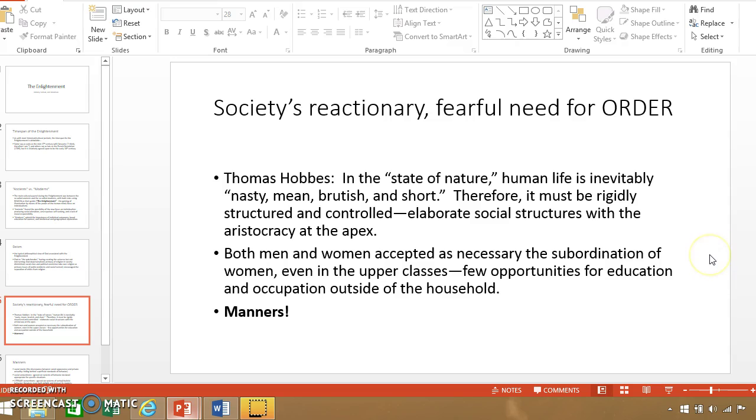Both men and women accepted as necessary the subordination of women, even in the upper classes. Few opportunities for education and occupation outside the household for women. And from our modern standpoint, it's kind of easy to think, oh wow, what feminist zeros these women were, not to fight. But back then, of course, they didn't quite have the momentum of change, the momentum of precedent that we have today. Things were a lot scarier.